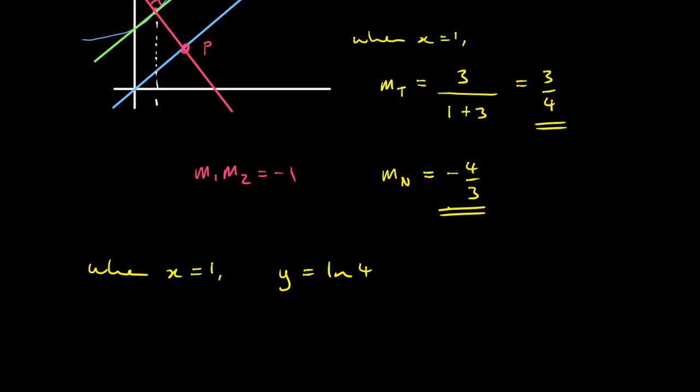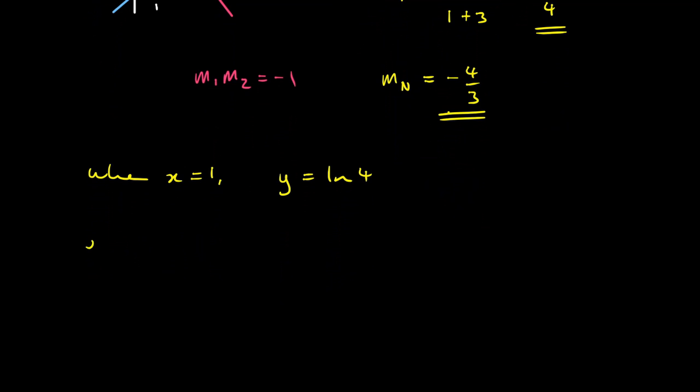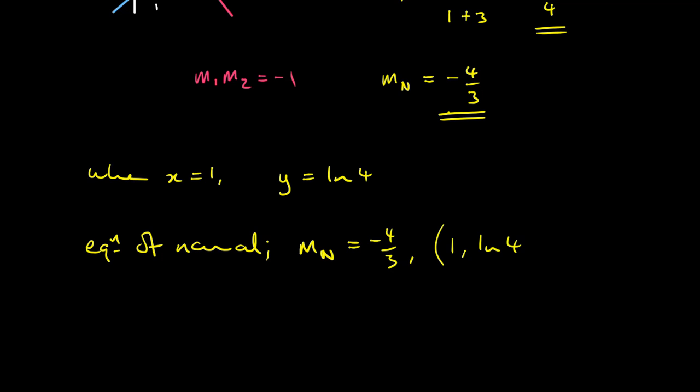So to clarify, what we want now is the equation of the normal. And we know two things about that normal. We know that the gradient of the normal is equal to -4 upon 3. And we know that the coordinate point that it goes through is the coordinate (1, ln 4).